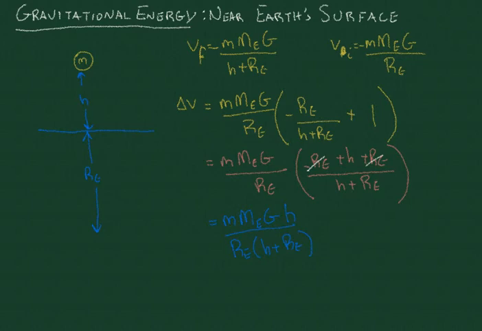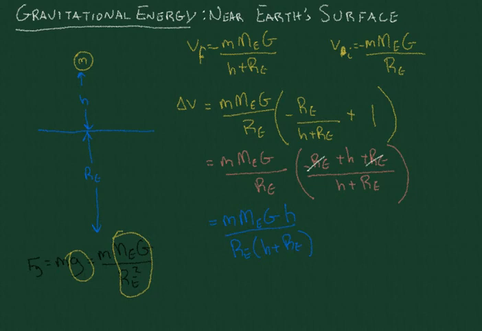Okay? But now let's remember something. We're going to have to go back a little bit to the earlier lectures. We said the force of gravity near Earth's surface is the mass times g, where g is the acceleration due to gravity. And we also said that this is the mass times the mass of the Earth, G, all over the radius of the Earth squared. So in other words, we see that g is equal to the mass of the Earth, big G, over the radius of the Earth squared.